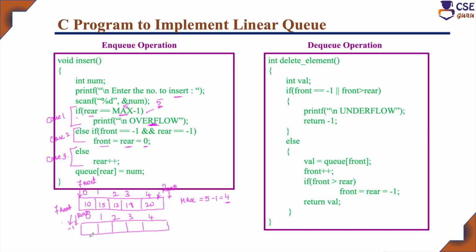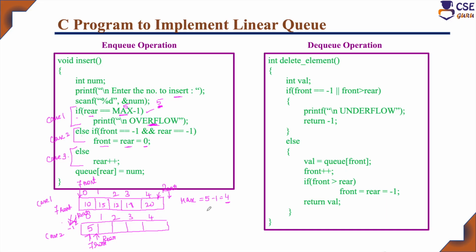Now, this position you have to set both front and rear. Just the front variable and the rear variable you are resetting to the 0th position. Okay. And now you have to place this element, 5, here. Now, front and rear both will point to the first memory location in the queue array. So, this is case 2. This is case 1.